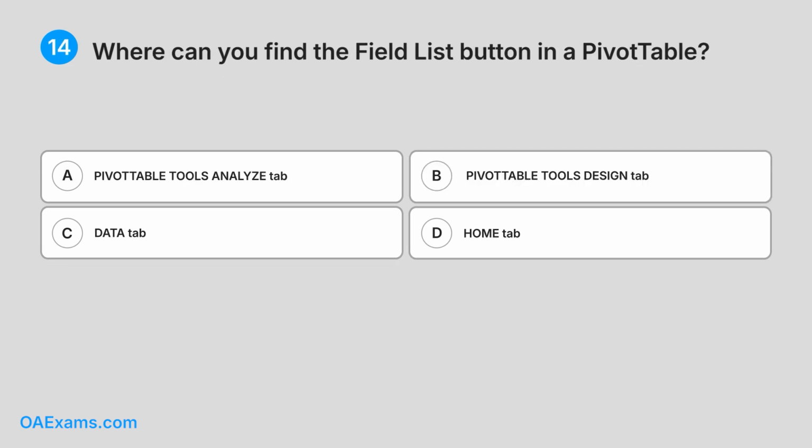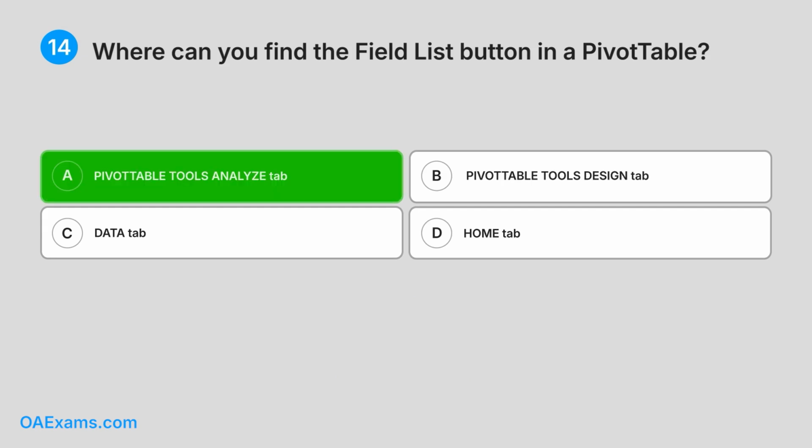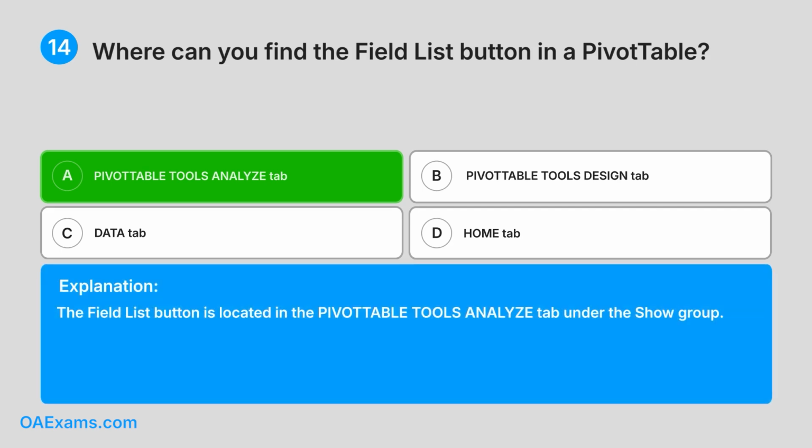14. Where can you find the Field List button in a pivot table? A. PivotTable Tools Analyze tab. B. PivotTable Tools Design tab. C. Data tab. D. Home tab. Do you know the answer? Correct answer A. PivotTable Tools Analyze tab. Explanation: the Field List button is located in the PivotTable Tools Analyze tab under the Show group.